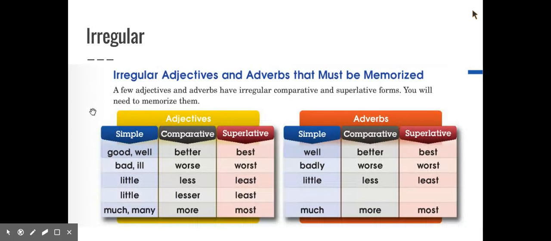Now there are irregular forms that have to be memorized. I'm going to leave this up here for a little bit. I would press pause so I can copy these down in my notes. But let's just go over a couple little ones here. You've heard good, better, best. Well, there's also little, less, least, much, more, and most. Bad, worse, worst are some examples.